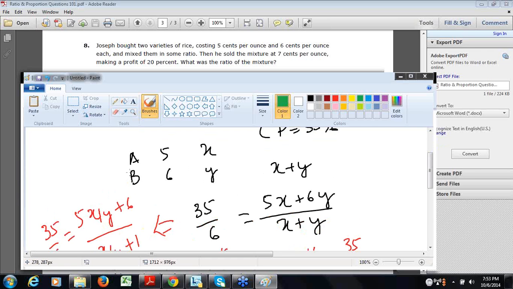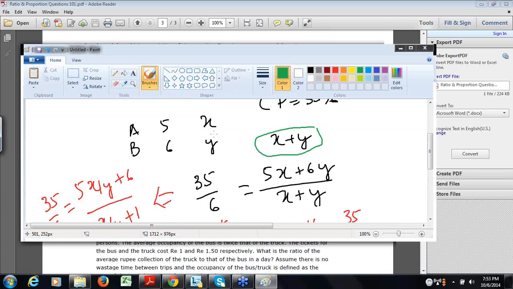Now, A and B are 5 cents per ounce and 6 cents per ounce respectively. They are mixed in the ratio x is to y. What will be the total quantity? Total quantity will be x plus y. And total value of it will be what? 5x plus 6y. So per unit price will be what? 5x plus 6y upon x plus y, which is equal to 35 by 6, which we have seen before. So 35 by 6 is equal to 5x plus 6y upon x plus y.